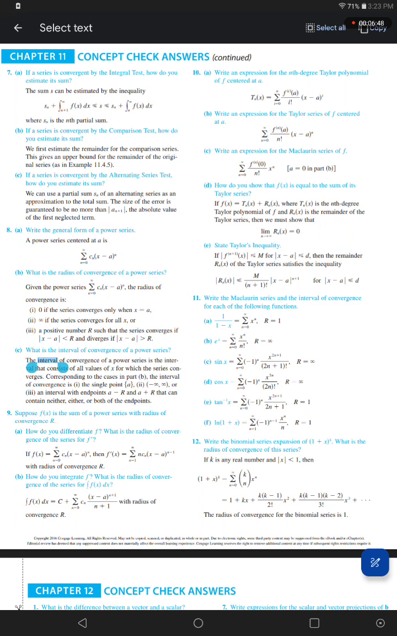Write an expression for the Maclaurin series of f. The sum from n equals 0 to infinity of the nth derivative of f of 0 over n factorial times x to the power n, where a equals 0 in part b.